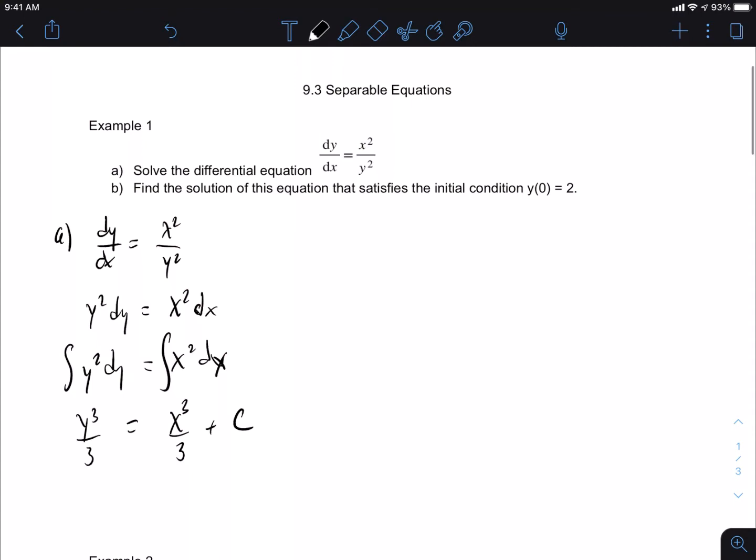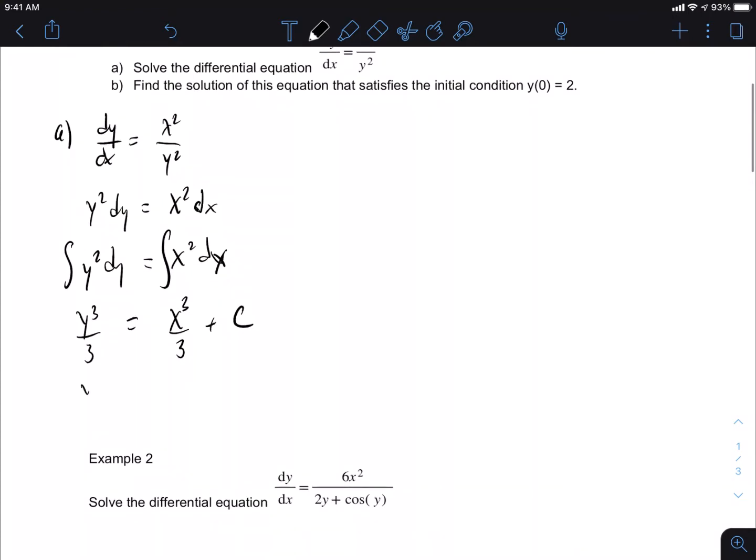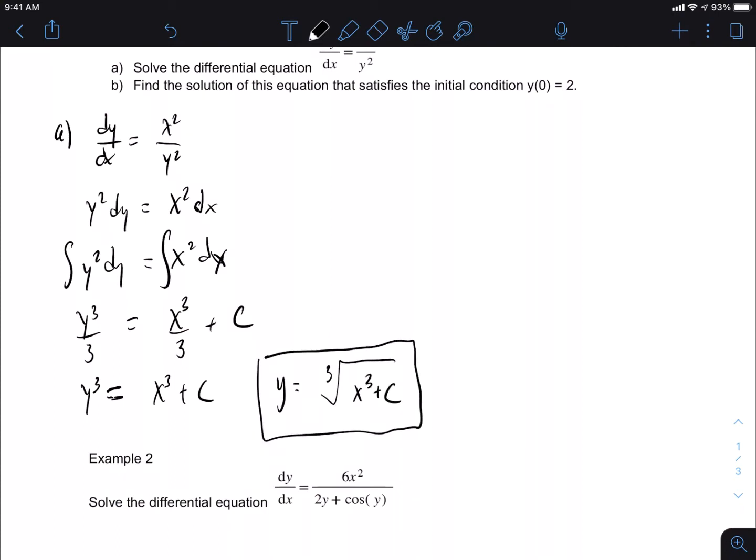Yes. Okay, so then what I'm going to do is I'm going to multiply by 3. So I'm going to get y cubed is equal to x cubed plus some new constant c. This c is just a different constant c. It's not the same as the previous one, but it's still a constant, so who cares, it's just c. All right? Here, though, what we can do is we can solve for y. So I'm going to see that y is equal to the cube root of x cubed plus c. This is the answer to part A. Are we good?